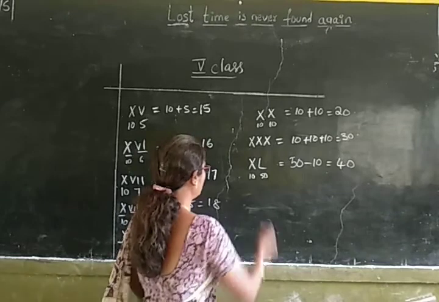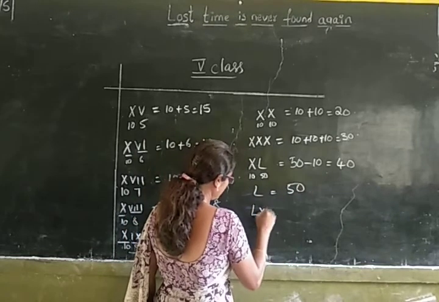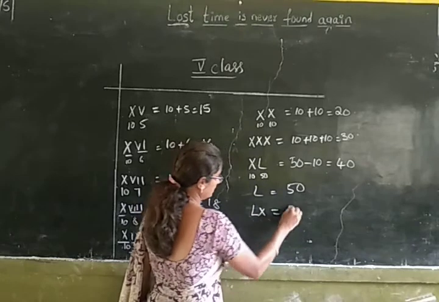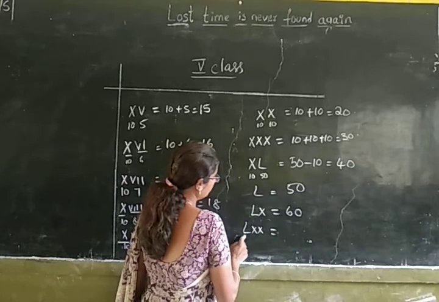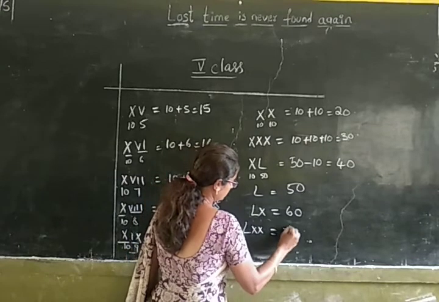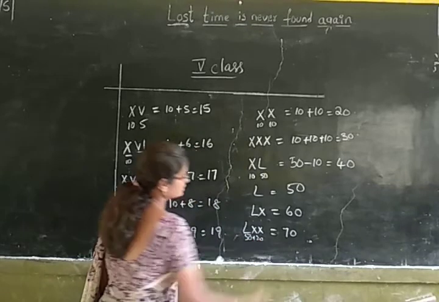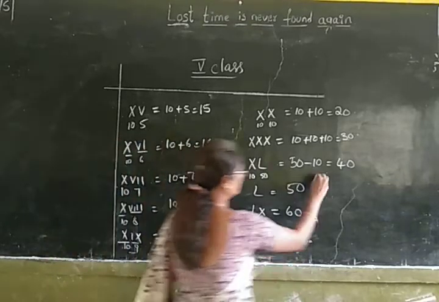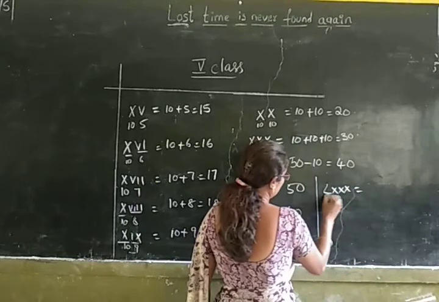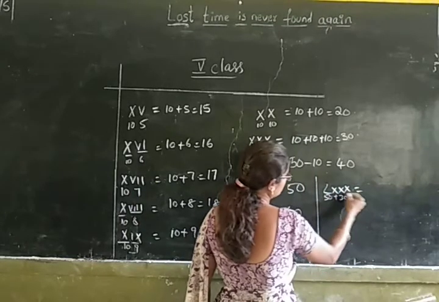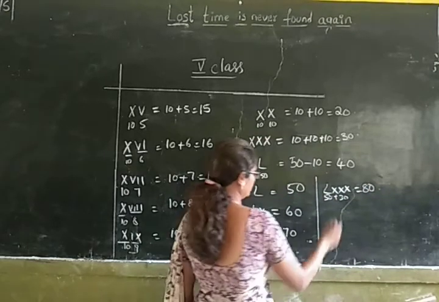Now you all know that L means 50. Similarly, LX means 50 plus 10, which is 60. LXX means 50 plus 20, which is equal to 70. Similarly, LXXX means 50 plus 30. Three X's means 30. So 50 plus 30 is equal to 80.